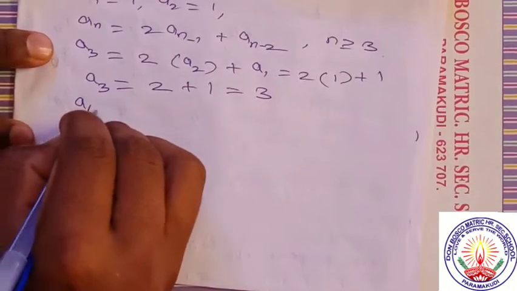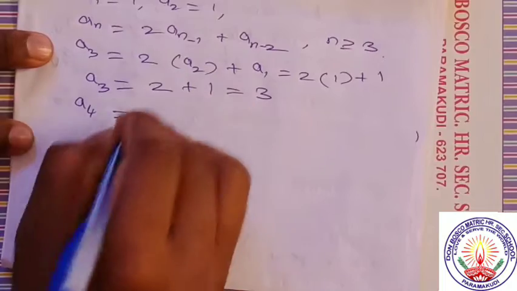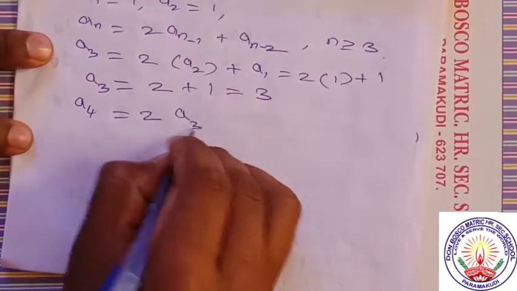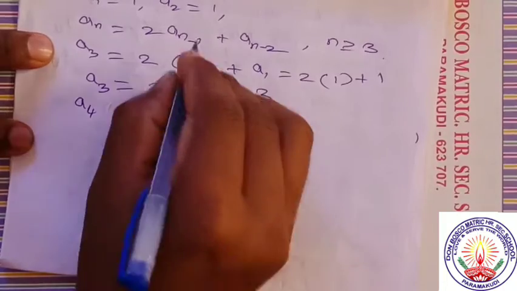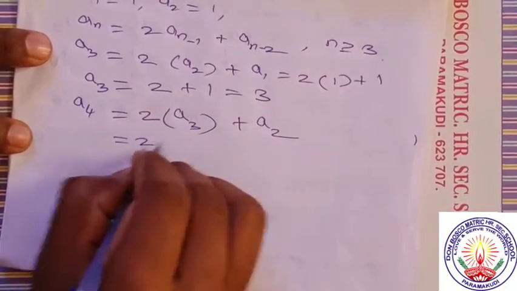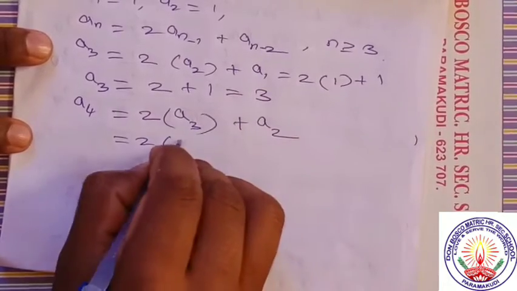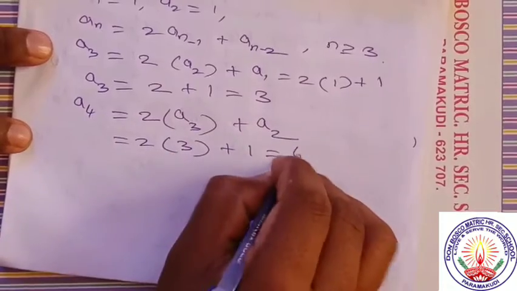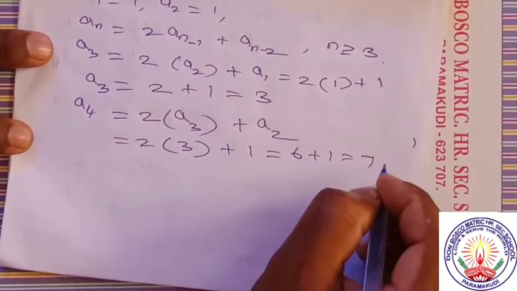Next, the fourth term. What is the fourth term? a4. 2 into a3, plus a2. So the answer is 2 into a3. a3 we have found, 3, plus a2. a2 is equal to 1. So 2 3s are 6, plus 1. 6 plus 1 is equal to 7.